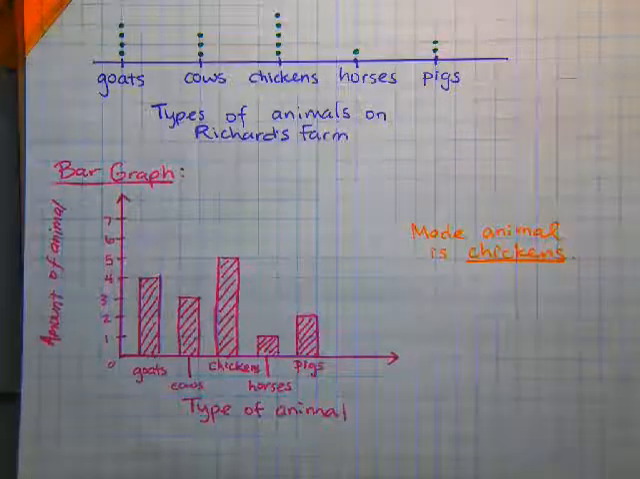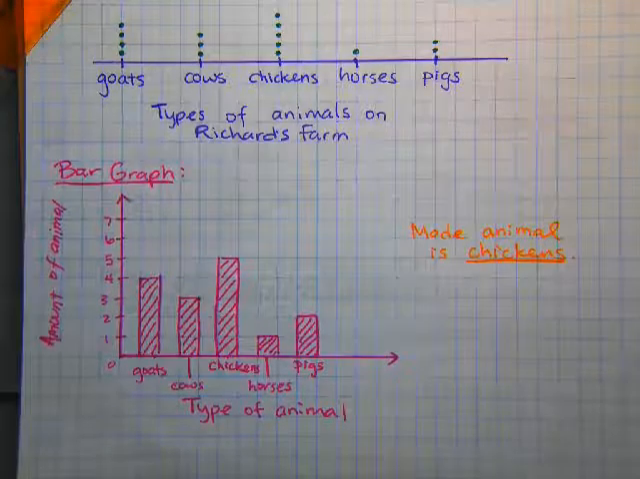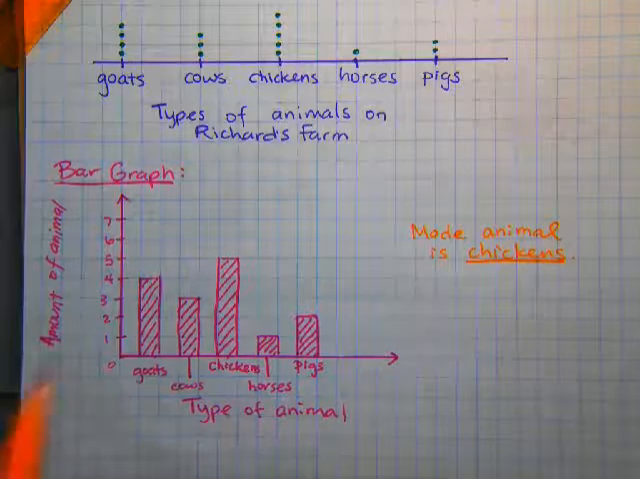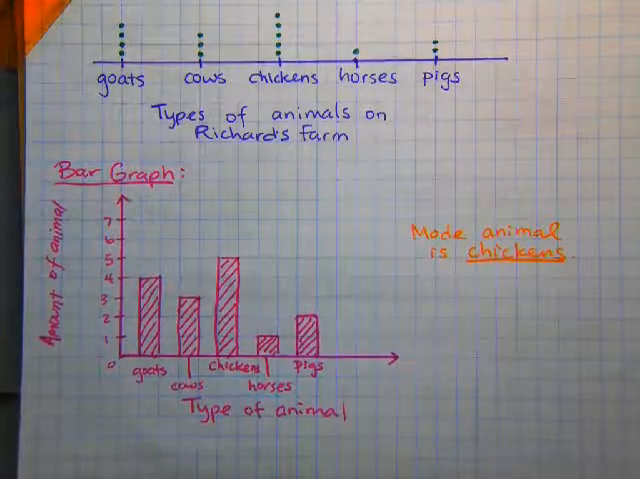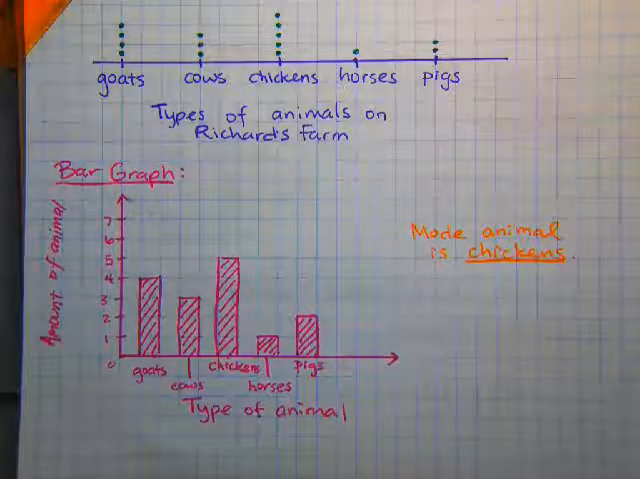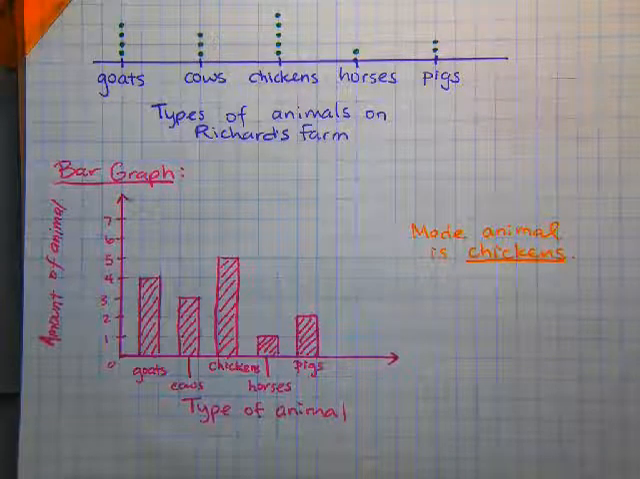Another good way to check is that, for example, if you knew that there were 20 animals on the farm, if you add up then they should add to 20. Again, that's just a good way to make sure that you've gotten all the pieces of data.